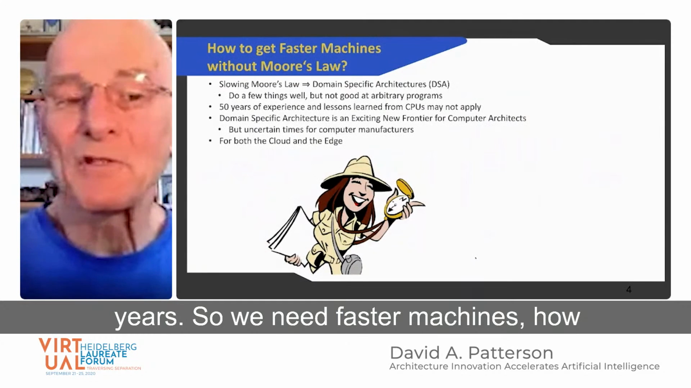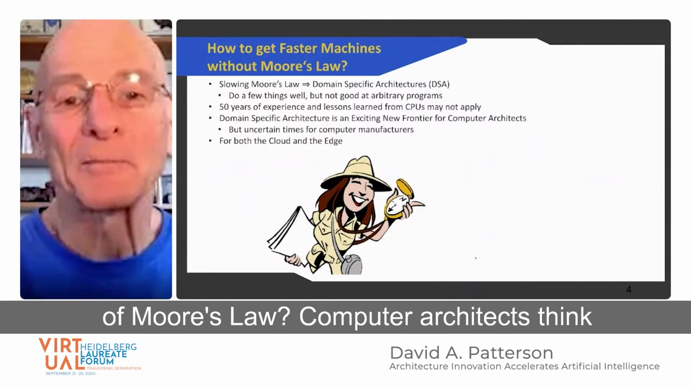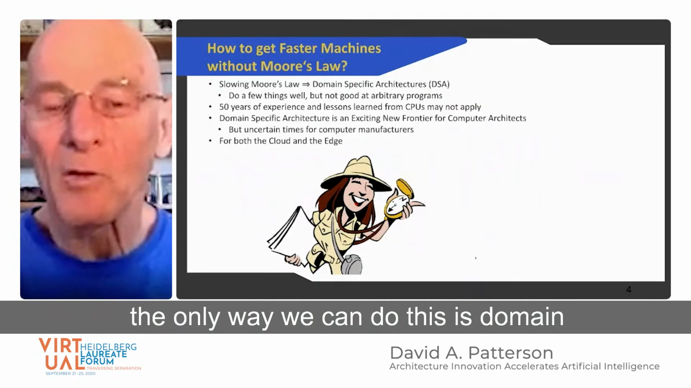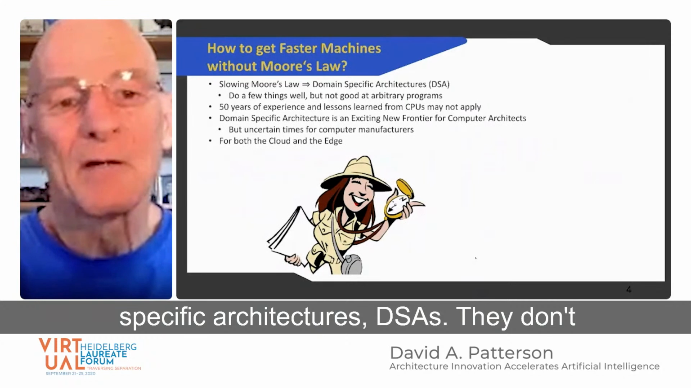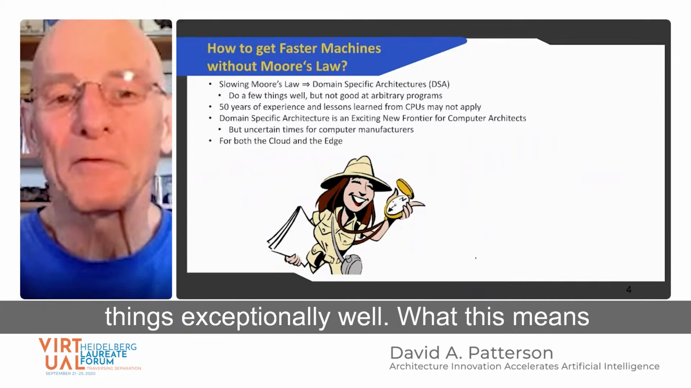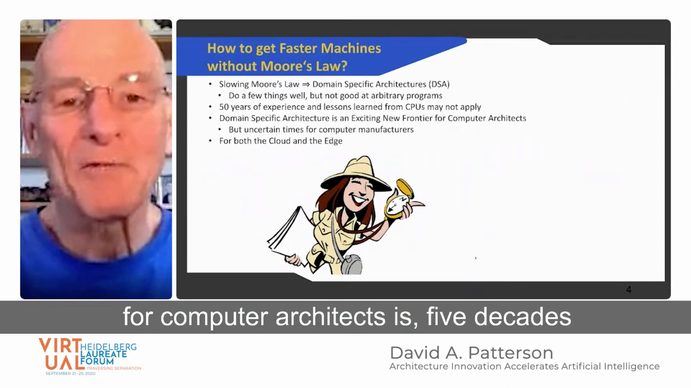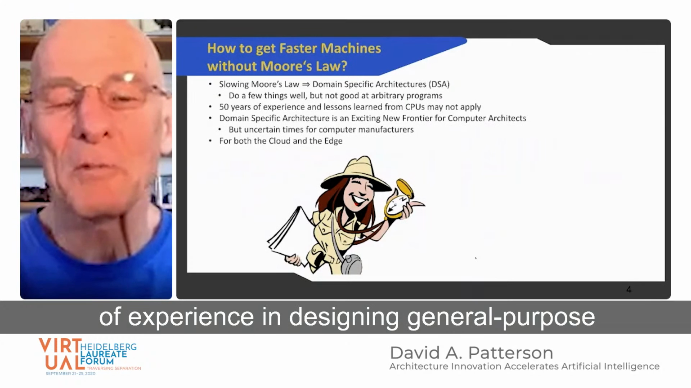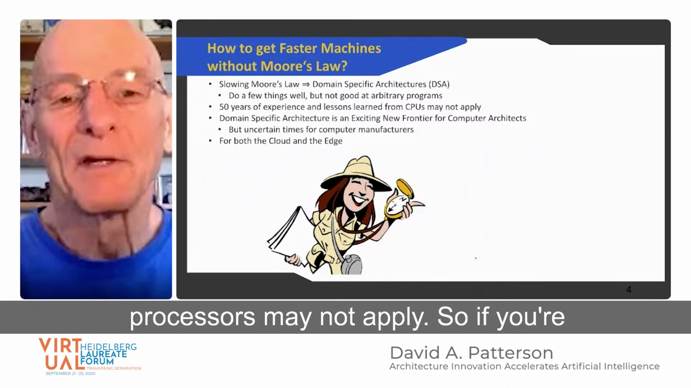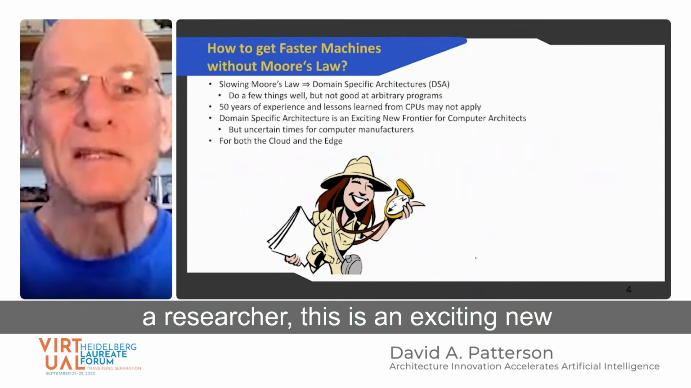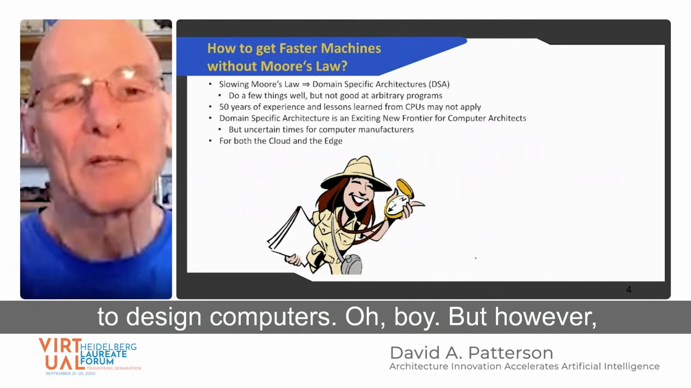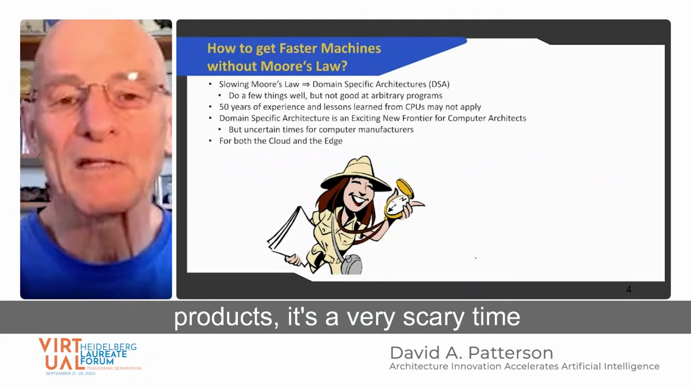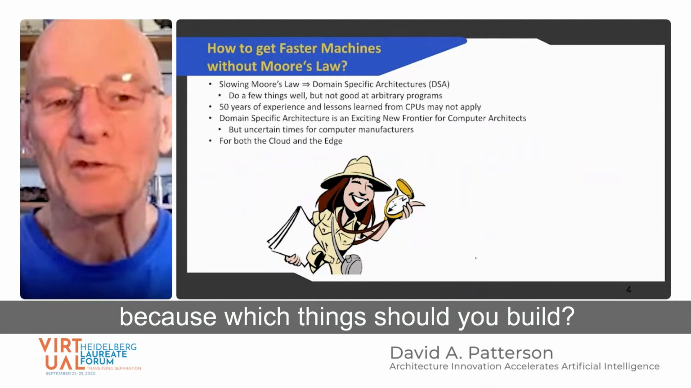So we need faster machines. How are we going to do that without the help of Moore's law? Computer architects think the only way we can do this is domain-specific architectures, DSAs. They don't try to do everything, but just do a few things exceptionally well. What this means for computer architects is that 5 decades of experience of designing general-purpose processors may not apply. So if you're a researcher, these are exciting new times, new innovation, brand new ways to design computers. Oh boy. However, if you're at a company trying to sell products, it's a very scary time because which thing should you build?